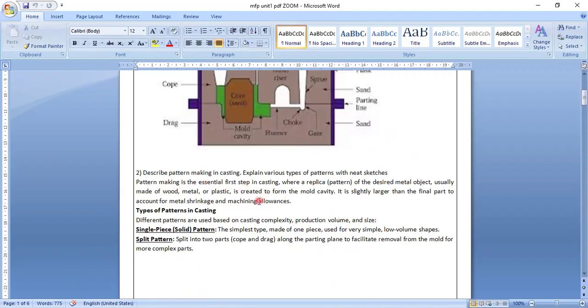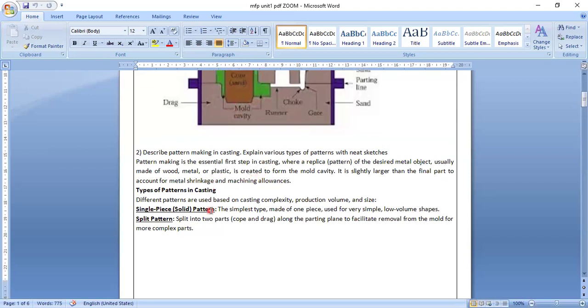I'm going to take the second question: describe the pattern making in casting. So what is pattern making in casting? This is the pattern which you want to make here. Explain the various types of patterns. These patterns can be made with wood, steel, plastic, iron, etc. We will see that.